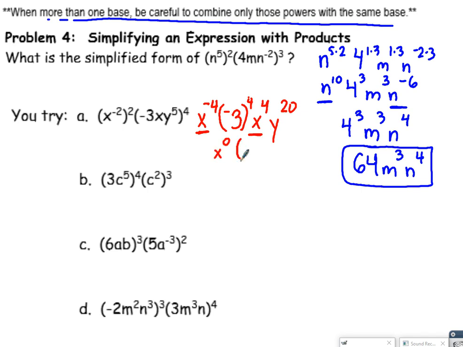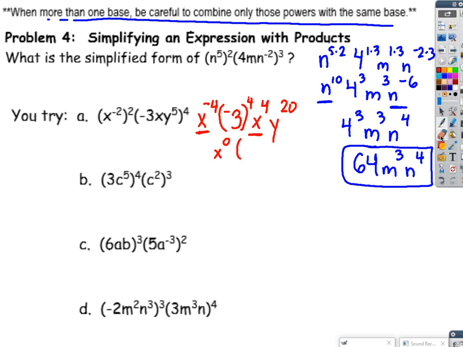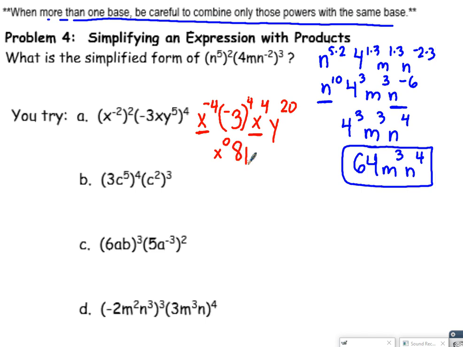Negative 3 to the 4th power is 81. Please be careful with the negative. And then y to the 20. Remember, anything to the 0 power is 1. So your answer would be 81 y to the 20th power.